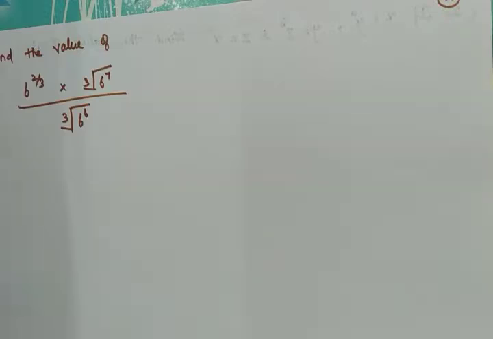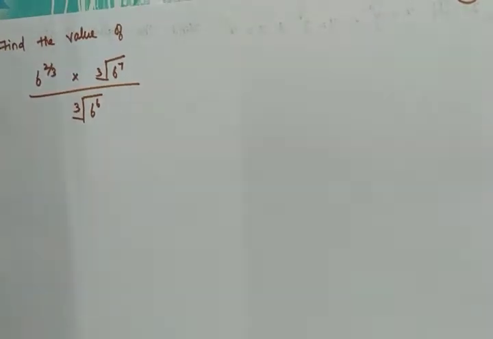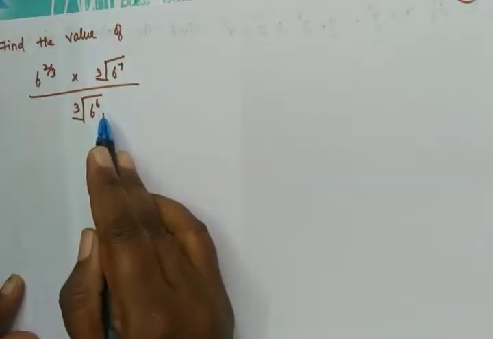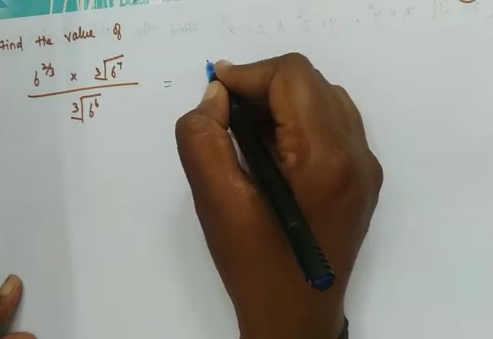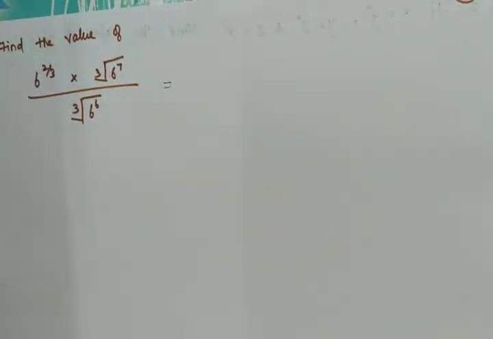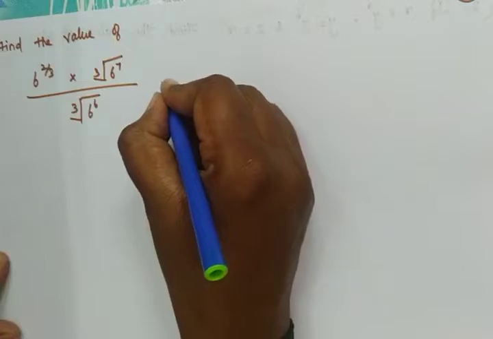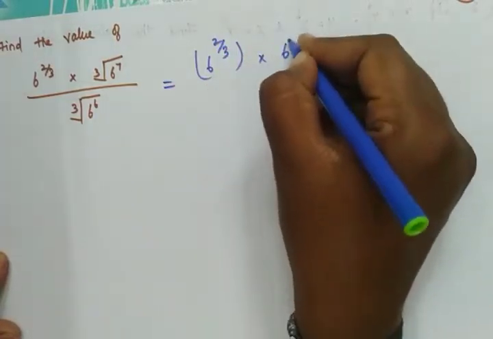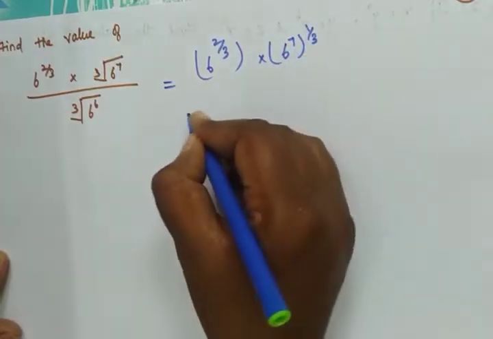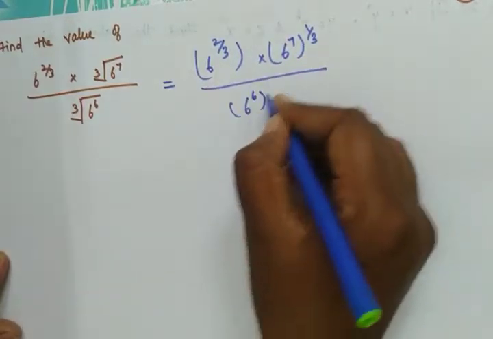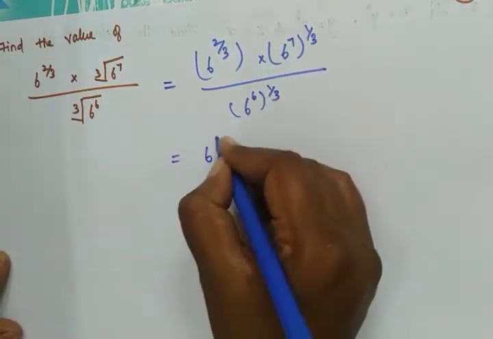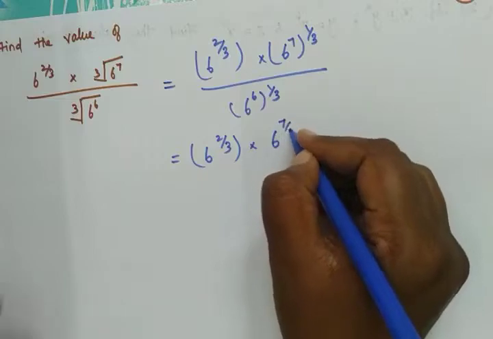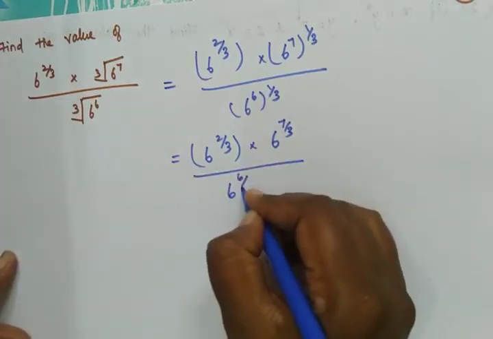Now this is the first problem. Find the value of 6 power 2 by 3 into the cube root of 6 power 7, divided by the cube root of 6 power 6. So we can write this as 6 power 2 by 3 into 6 power 7 the whole power 1 by 3, by 6 power 6 the whole power 1 by 3. So we can write this as 6 power 2 by 3 into 6 power 7 by 3, by 6 power 6 by 3.